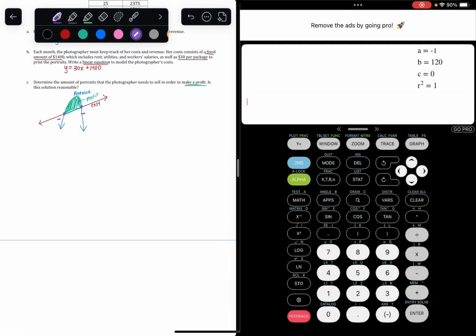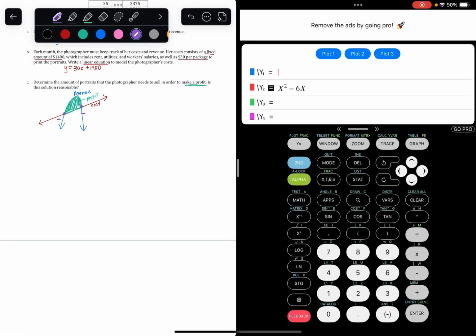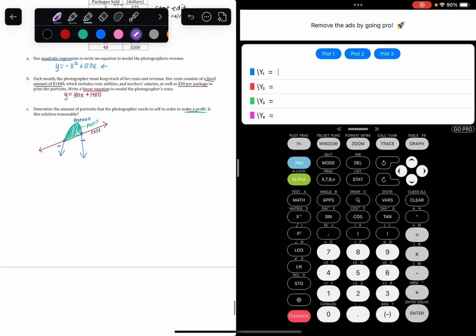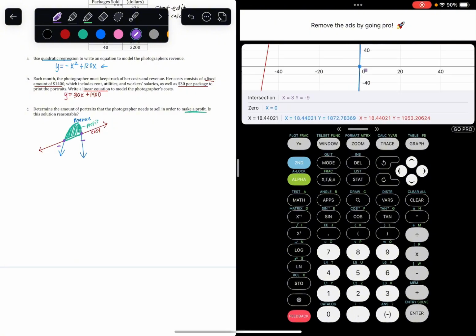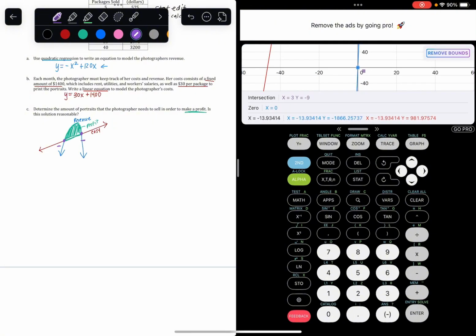Okay, and so I'm going to graph this system. And so in y equals, I'm going to have negative x squared plus 120x, and y2, I'm going to have my 30x plus 1,400. Okay, and then when I press graph, you're going to want to change your window quite a bit.